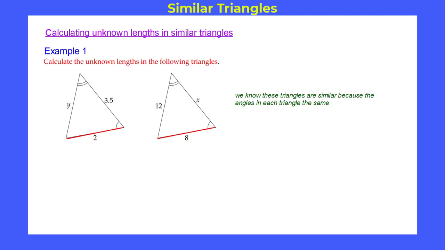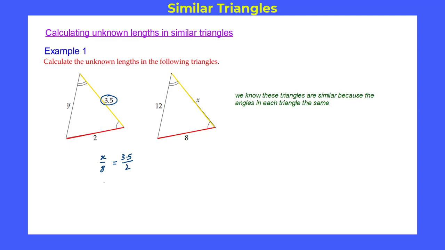Now I'm going to go from a 1 and a 2. I'm going to colour those ones in yellow. They are corresponding sides. Now the important lengths here are the red ones because they're known in both of the triangles. So we're going to set this up. To find x, we're going to do x divided by 8. And that's going to be the same as 3.5, which is in the corresponding place on the yellow line, divided by 2, which is in the corresponding place in the other triangle.